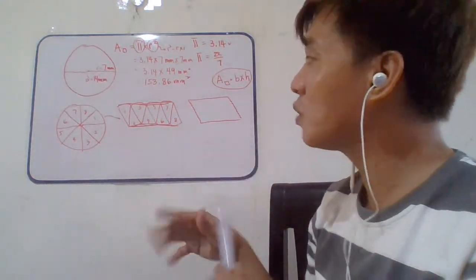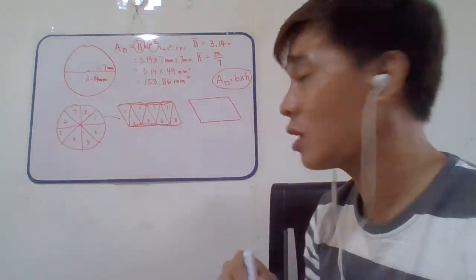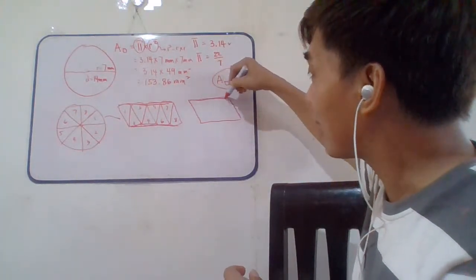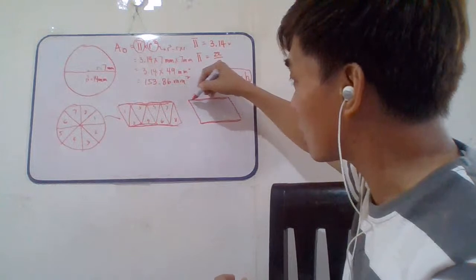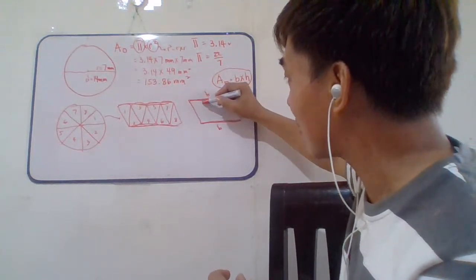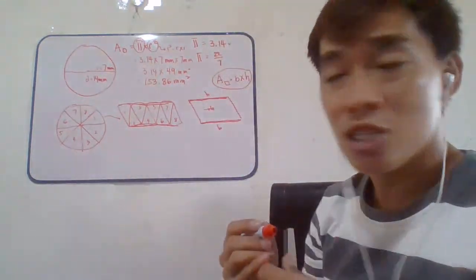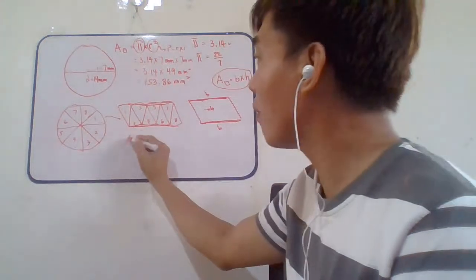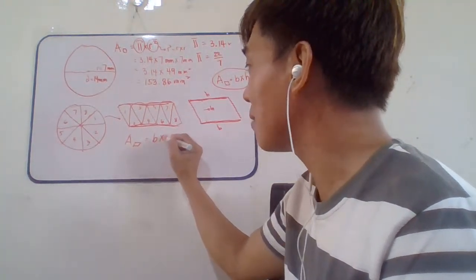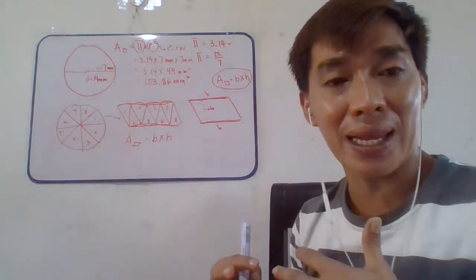Now, if we could relate it to the circle, if we divide it into fine sectors, of course, we will just only have to multiply the base, which is here, and the height, and that is the height. So to get the area of the parallelogram, that is just only base times height. Why did we reach a parallelogram?